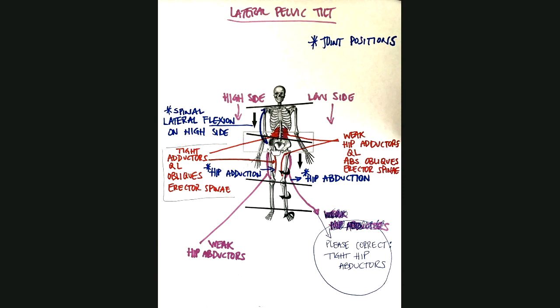Okay. The weakness over here is going to be in the hip abductors because this hip is going to remain in adduction, which means that this is going to get tight and the abductors are going to get weak. Once again, this is one that you have to process after you look at it.